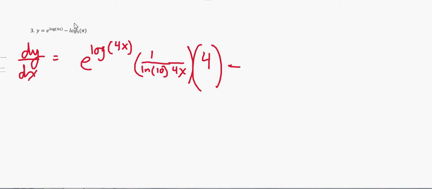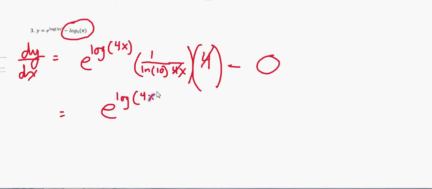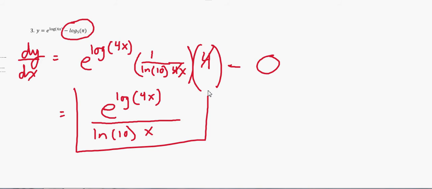minus log base 5 of pi is a trick. That is a number. Again, pi is not a variable, it's just a Greek letter. It represents a number in particular, so this is a constant, and the derivative of a constant is 0. Our final answer, here the 4 on the bottom and the 4 on the top are going to cancel, and it is e to the log base 10 of 4x over ln of 10 times x. There you go. That's a 4 there.